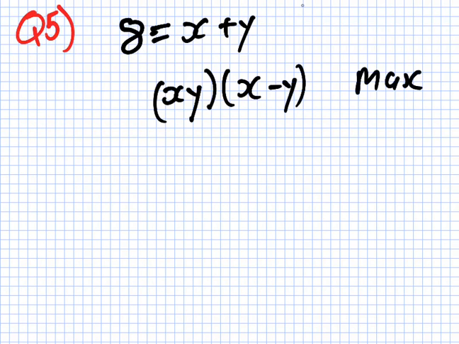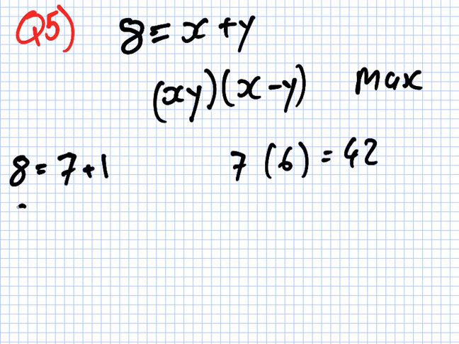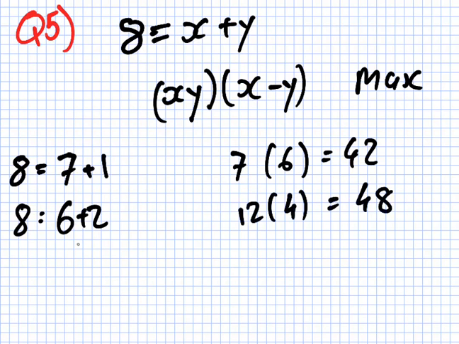What does that mean? Well, let me give you some examples just so you can picture what's happening here. If I said 8 is 7 plus 1, what do I get when I multiply 7 and 1? 7. And the difference between 7 and 1? 6. And that's 42. Okay, now if I said 8 is 6 plus 2, what do I get when I multiply 6 and 2? 12. And their difference? 4. And here is 48. Okay. And so on.